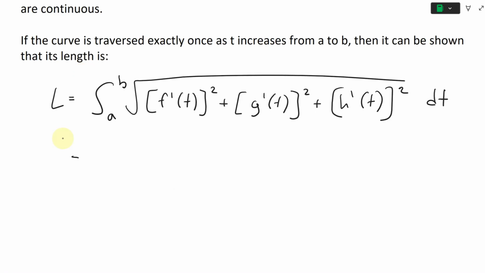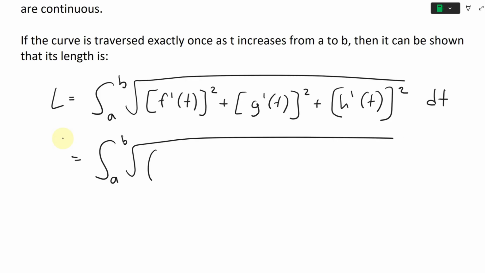And now this equals, again, you could write it in the other format, the integral from a to b, and this is going to be like this. Instead of writing it like this, we'll write dx over dt.